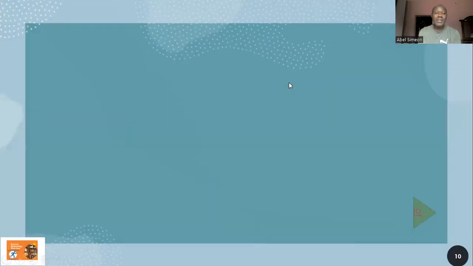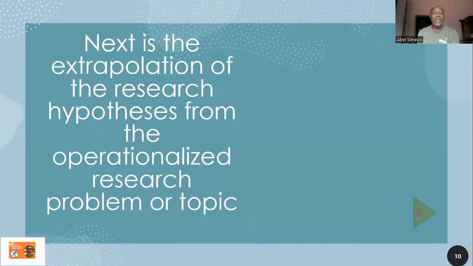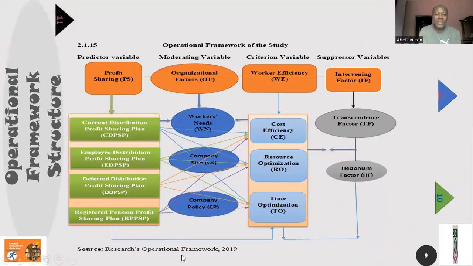After doing that, the next stage is to extrapolate the hypothesis from the operationalized research problem. You create the hypothesis from it. It's very easy. From the operational framework, you could say the hypothesis that there is no relationship between the current distribution plan and cost effectiveness or cost efficiency, or there is no relationship between employee distribution and resource optimization, and so on. So you create the hypothesis.